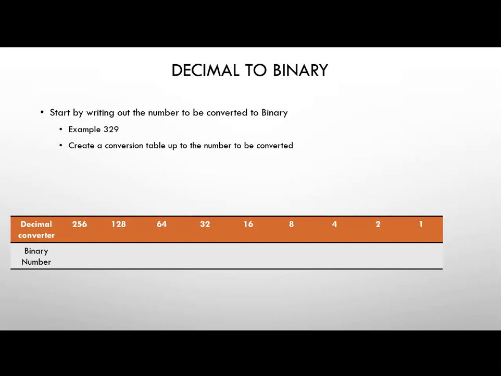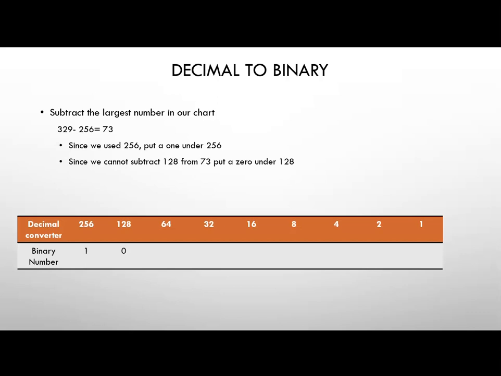Alright, now the next step is to write a 1 underneath the 256 and then subtract 256 from 329. Okay, and so then we get 73. Okay, so we use the 256, so we put a 1 under it. Now we cannot subtract 128 from 73, so we're going to put a 0 there. Alright, but we can subtract 64 from 73, so we're going to put a 1 under the 64, do the subtraction, we're left with 9.